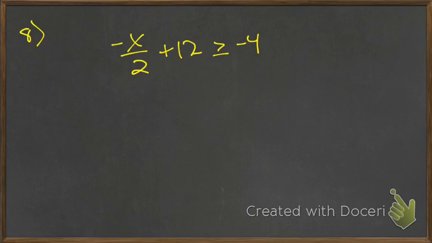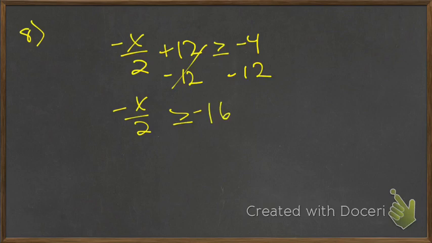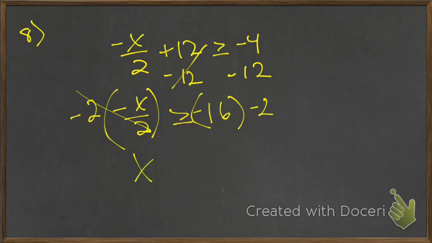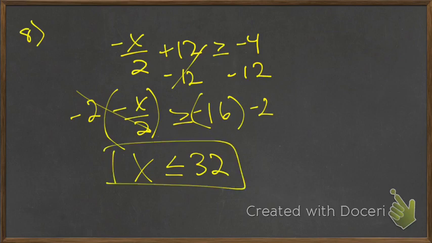So what am I doing to both sides? Subtracting 12. So negative x halves is greater than or equal to negative 16. And then watch this. This one might be counterintuitive, but I'm going to multiply both sides by negative 2. Here's why. A negative times a negative is a positive, so that leaves me with an x. Everything's becoming its opposite, so I need to flip my symbol. So x has to be less than or equal to 32.